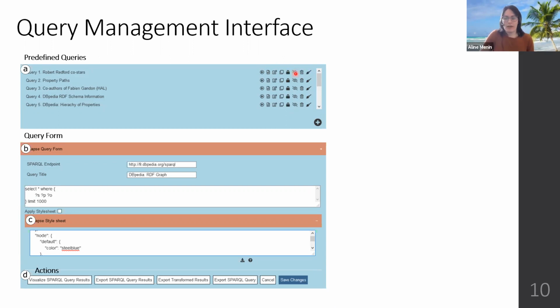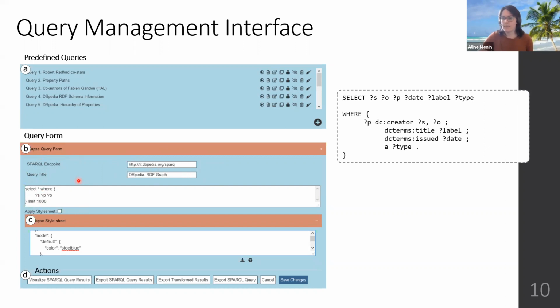So when we publish a query, it goes to a vitrine where a user that doesn't have knowledge of SPARQL can use the tool to visualize the results of some of those predefined queries here. The second part is the query form. So here we can enter any SPARQL endpoint. We can give the query a title, and then we enter the query here. So the system can visualize any subset of data that follows a certain standard for the query.